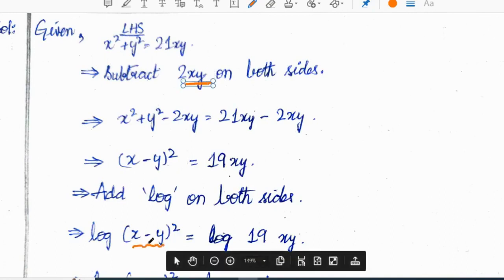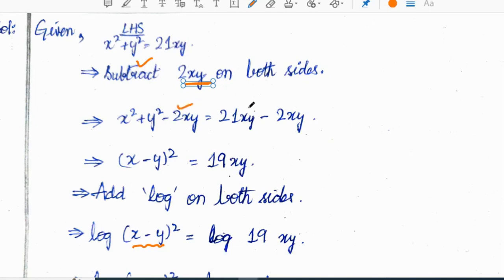In the proof, it is asked 2 log x minus y. So we have to subtract. If the log question contains log x plus y, you have to add plus 2xy on both sides. In this case, we have to subtract 2xy on both sides. So this is in the form of a square plus b square minus 2ab. So a minus b whole square, that is x minus y whole square, which is 19xy.